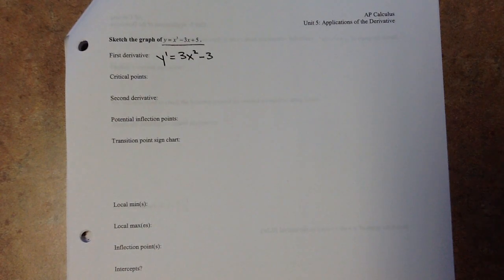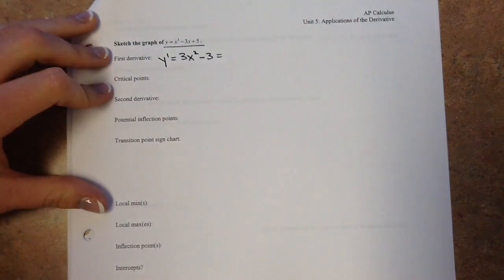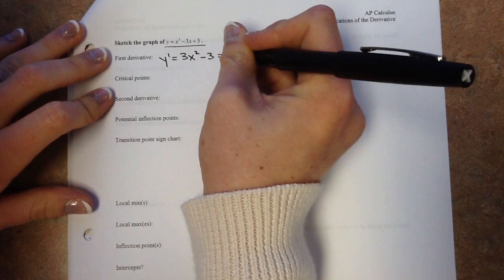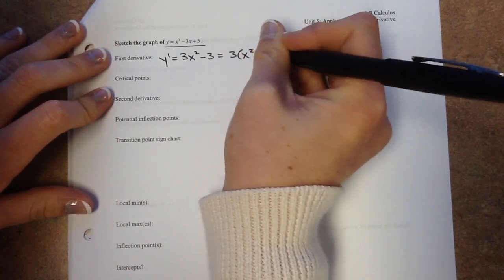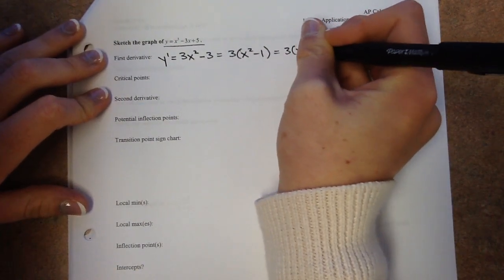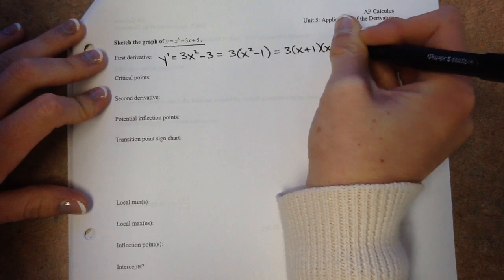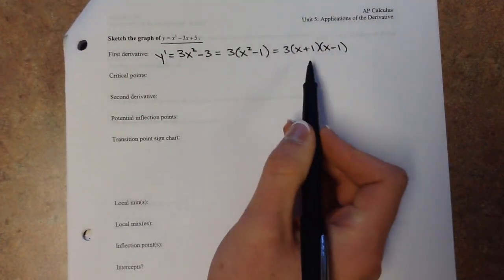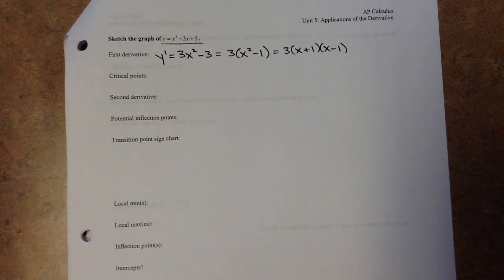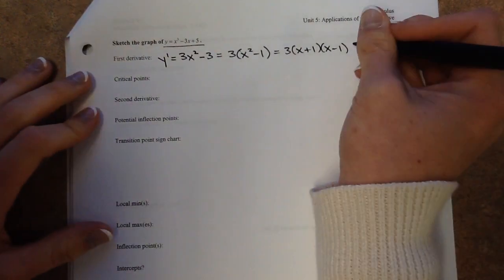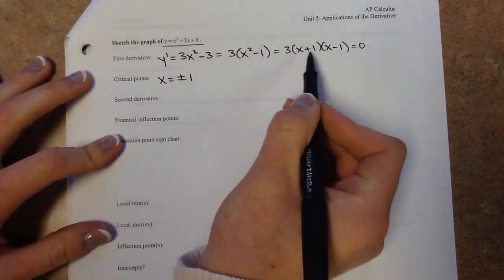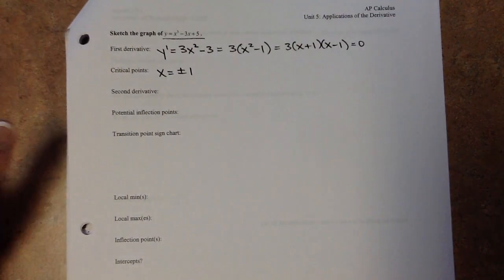Next step, critical points. While we're on our way to finding critical points, you might as well get the first derivative as simplified down as possible. So we're going to factor out a 3, and then we can factor that down even further. We know that's the difference of squares. Factors to x plus 1, x minus 1. You can take that step here or here, either way, because for critical points, what we're going to be doing is setting the first derivative equal to 0. So when we set this equal to 0, the critical points that we come up with are plus or minus 1. We get a negative 1 here and a positive 1 here, and that's by setting the first derivative equal to 0.